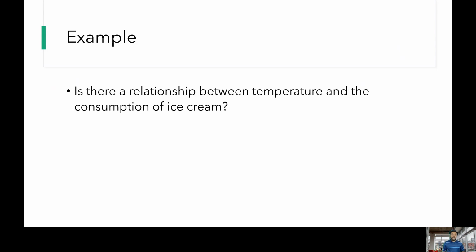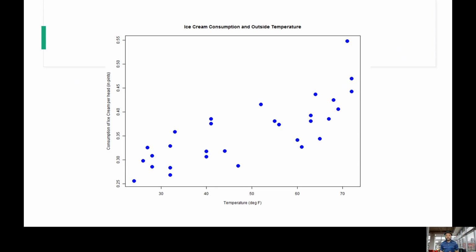Now, we have this ice cream data set, and what we saw is that as the temperature increases, the consumption of ice cream also increases in a particular community. So the question again is: is there strong evidence of a relationship between the independent variable and the dependent variable? Is there strong evidence that there is a real effect? That's what we want to check.